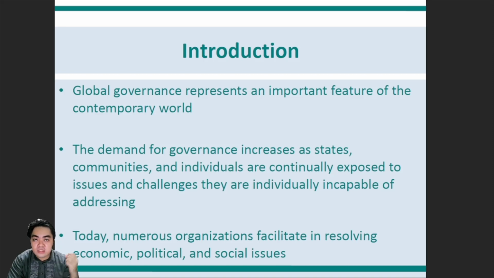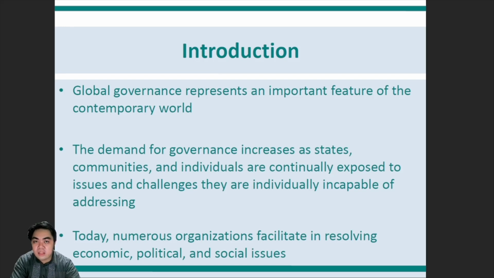First, we have states, the traditional actors of global governance. Second, we have NGOs or non-government organizations. We also have intergovernment organizations, IGOs, which are basically composed of states. And then we also have multinational corporations.